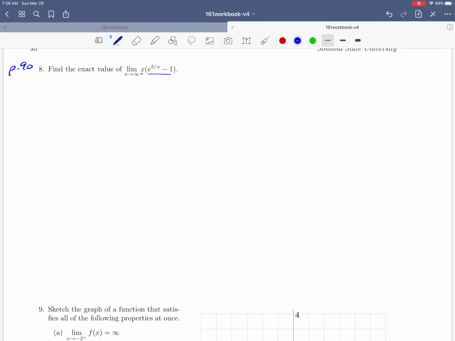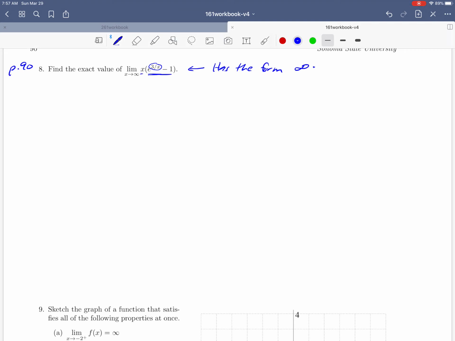Notice that there are two pieces to it. There's the x out in front and there's the part in parentheses, and we'll ask ourselves, how are each of those pieces behaving? Well, the x part at the beginning is going off to infinity because that's what x is doing. So this has the form infinity times, and then the question is, what's happening to the part in parentheses here?